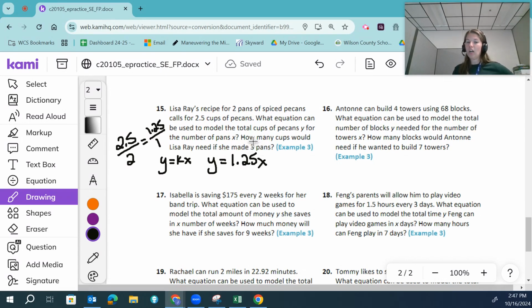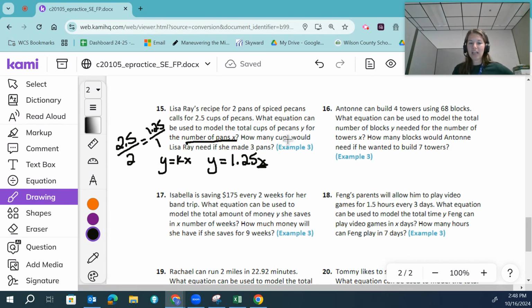Then the last part of this says, how many cups would Lisa Ray need if she made 3 pans? So now we can use this equation that we've written because my constant of proportionality means that amount of cups stays constant, or that rate per hour stays constant, so we can substitute numbers in for these variables. And in this particular problem, the number of pans is x, and the total cups is y.